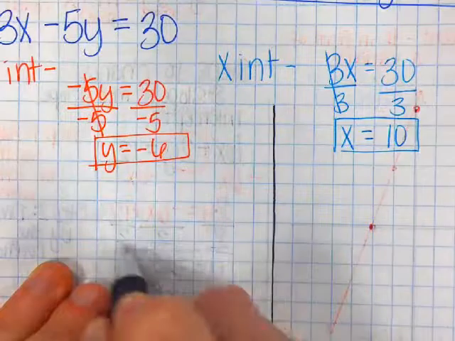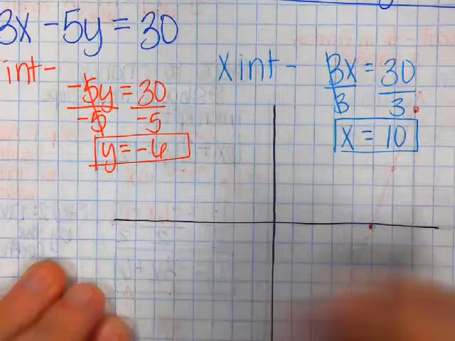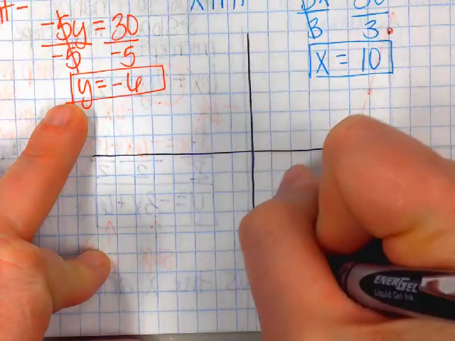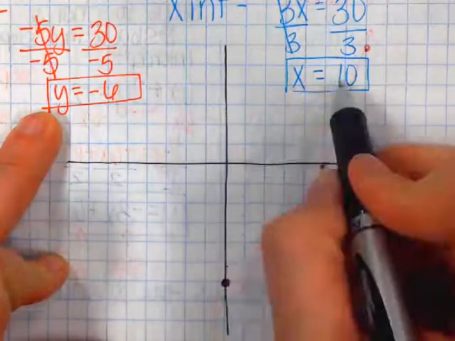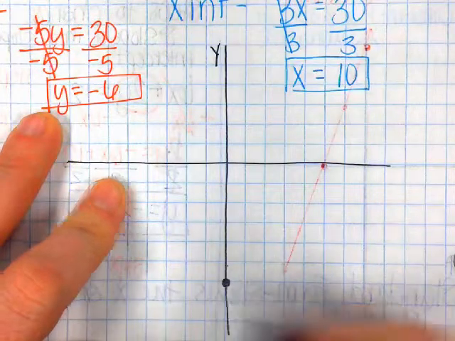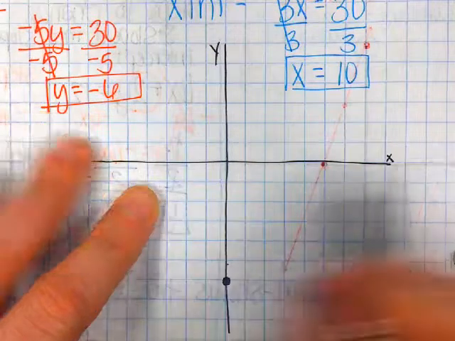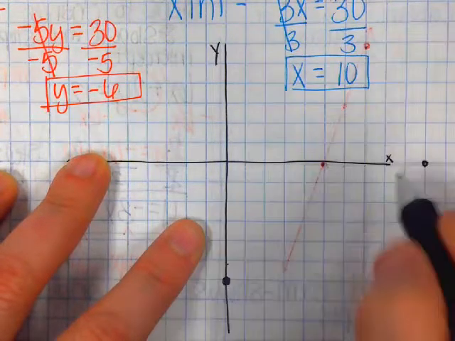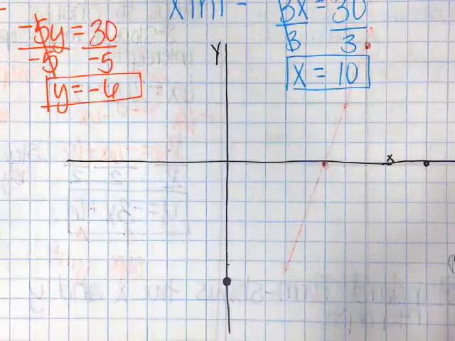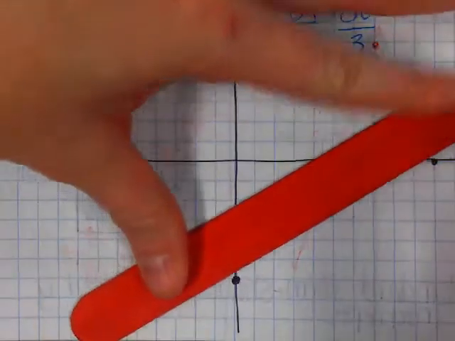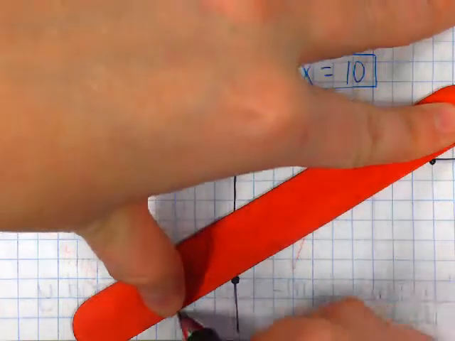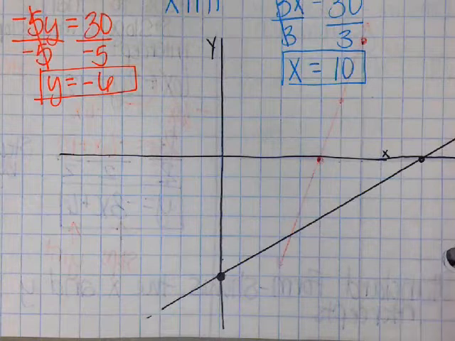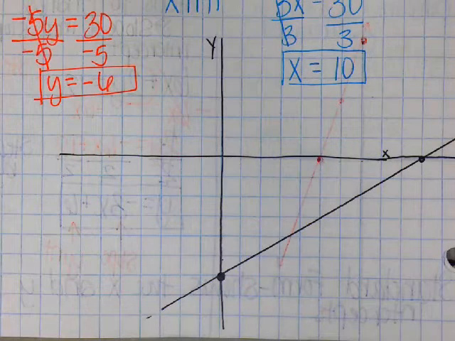Now, if I needed to graph that, all I would have to do is go along the y-axis to negative 6. 1, 2, 3, 4, 5, 6. That's my y-intercept. The y-intercept is where it crosses the y-axis, and the x-intercept is where it crosses the x-axis. So 1, 2, 3, 4, 5, 6, 7, 8, 9, 10. So that would be my line between those two points for that equation.